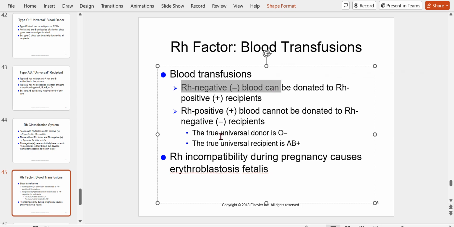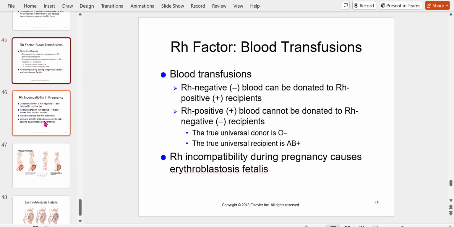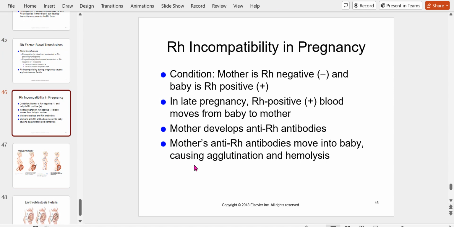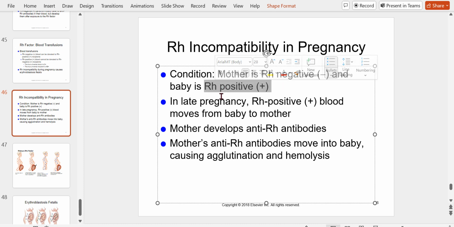RH incompatibility during pregnancy can cause what we call, and it's quite devastating, erythroblastosis fetalis. I'm going to show you this right now. Very, very devastating. It's a condition where, in this particular case, mother is negative. So AB negative, O negative, whatever it is, right? But baby is positive, and I mean in utero. Mom is pregnant and mother is negative, and from the father, baby is positive.